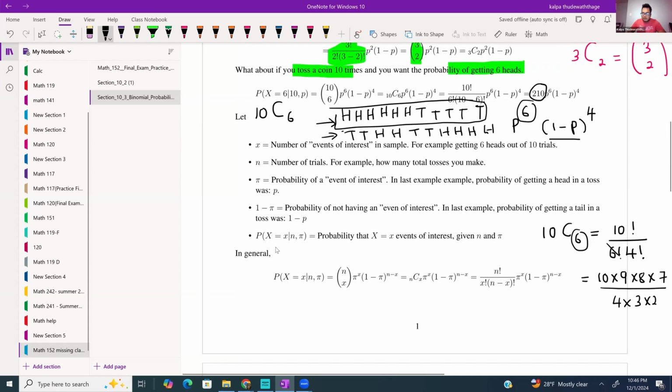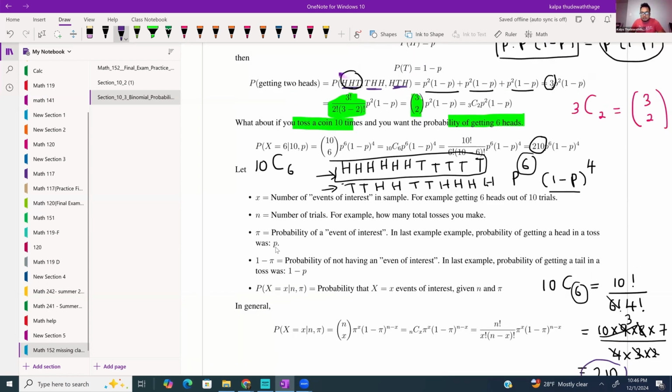I'm not going to write 1. So 4 times 2 is 8. Cancel out. This is 3. So 30 times 7 is 210. That means there are 210 different ways you can have 6 heads and 4 tails.